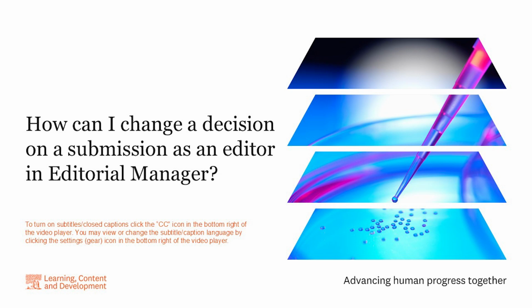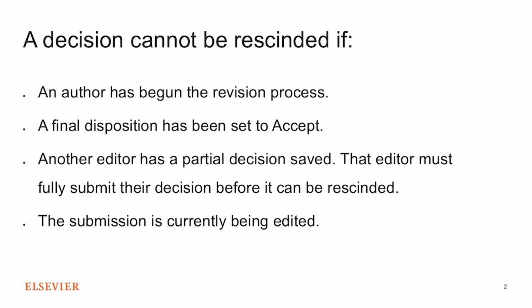In this video, I will demonstrate how editors with appropriate permissions can undo or rescind a decision in Editorial Manager. In most journals, permission to rescind lies with roles such as an editor-in-chief, a managing editor, or the editorial office. Please check with your journal manager or reach out to our support team if you are unsure who holds these permissions for your journal.